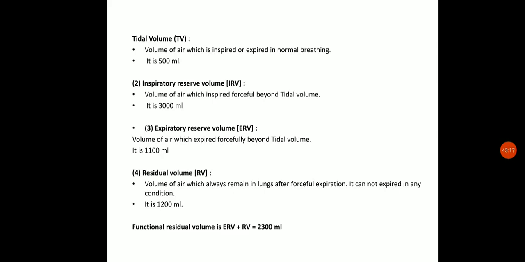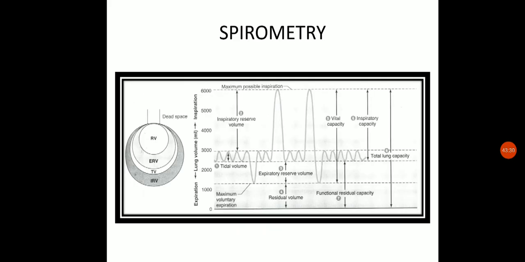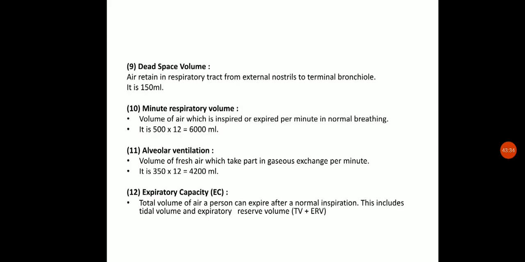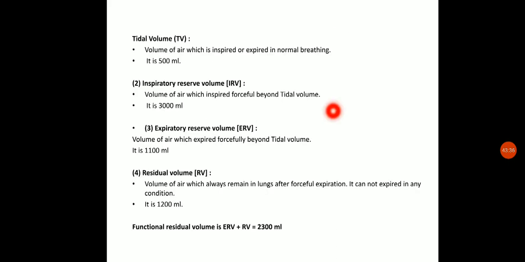What is spirometry? It's about pulmonary air volumes and capacities. So we will see the different types of air volumes which are present inside the pulmonary region. The first one is the tidal volume. We have to understand all these terms. Okay, this is a spirometry. So let us see tidal volume.